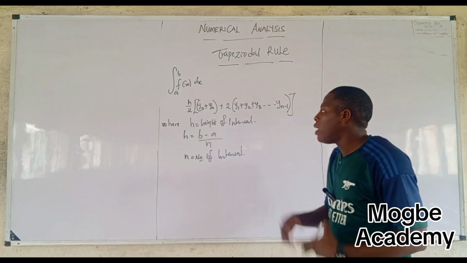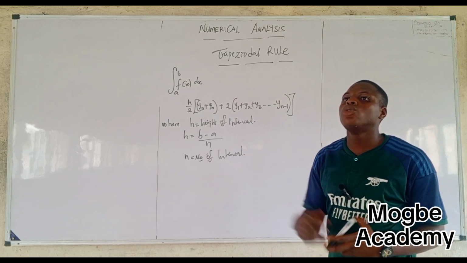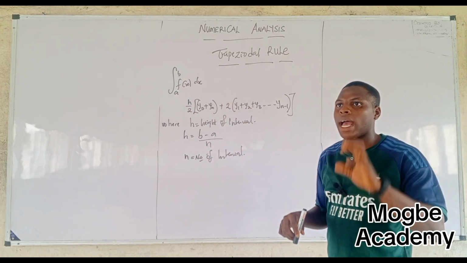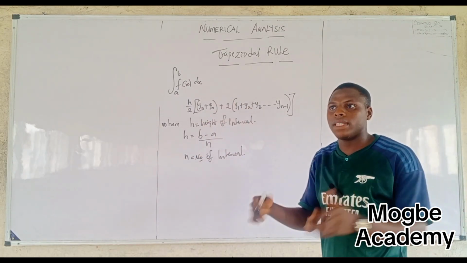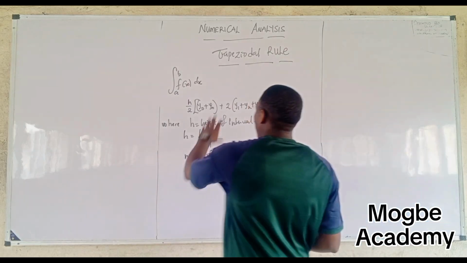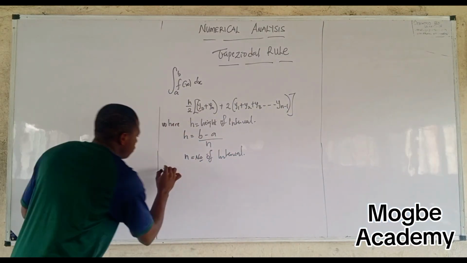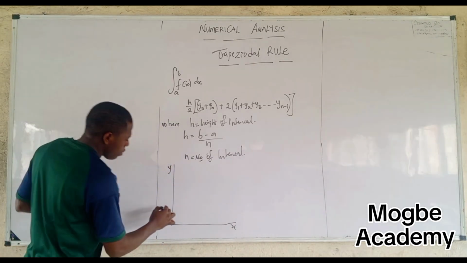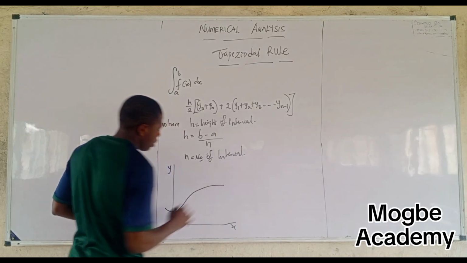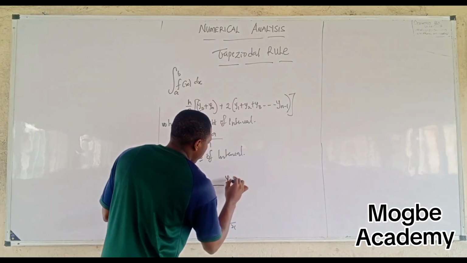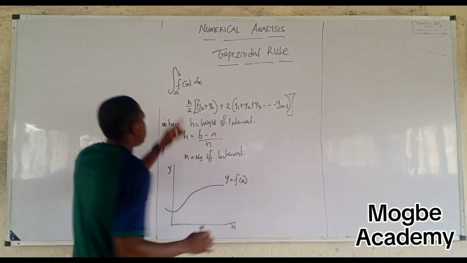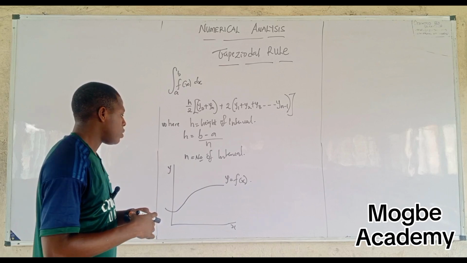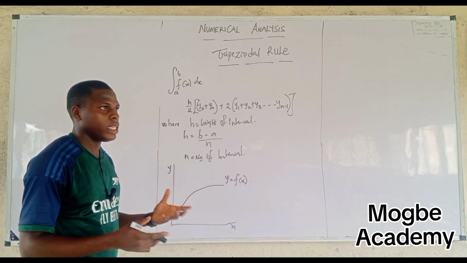Are we together? Now, I told you that we are not going to prove the trapezoidal formula. We are going to get the concept and how to apply this formula in solving different problems. Are we together? Now, if we have a graph of this nature, y is equal to f of x, which is this. What should come to our mind is, what is the area of this curve?